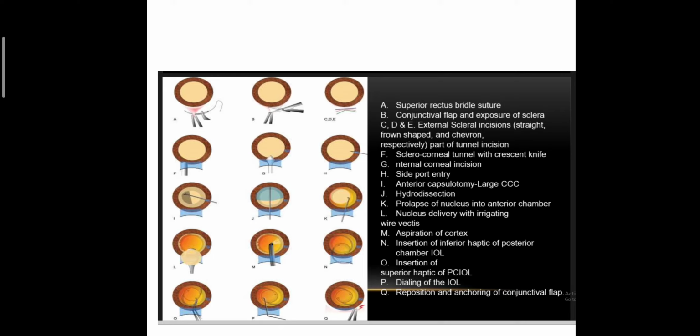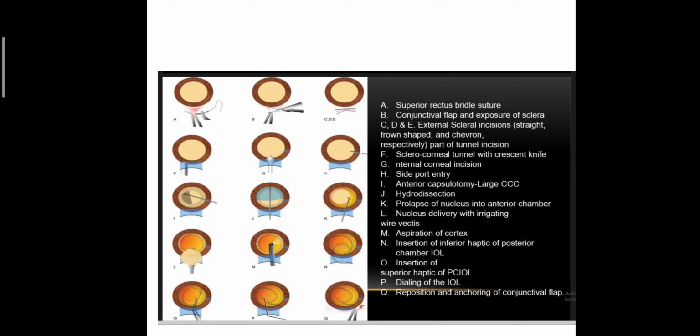In case of ICCE it was a very large incision, and ECCE reduced it by 30 degrees almost. Then coming to SICS, it's a smaller incision, 5.5 to 7. Coming to phaco, it's around 3.2 millimeter incision, and now they are working on a lesser incision size.